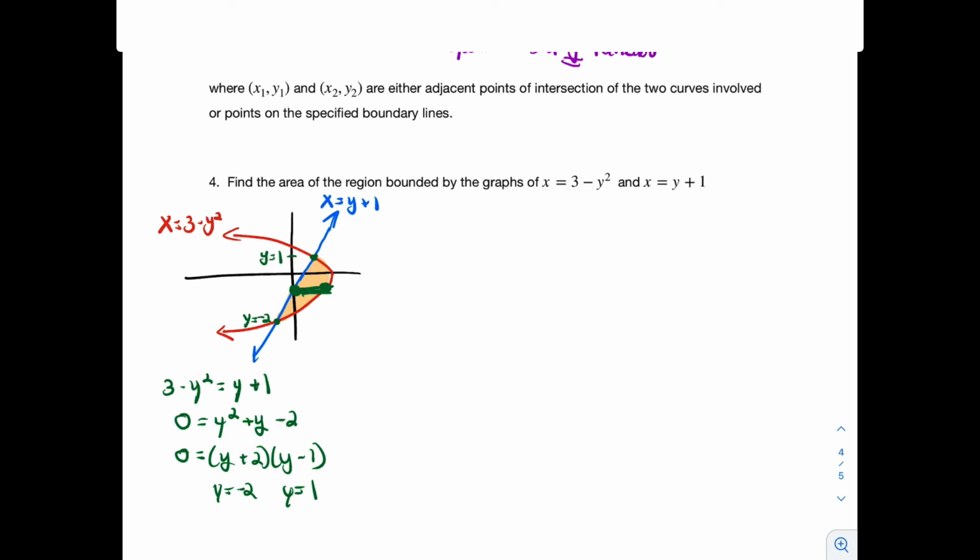So to find this orange shaded area, I'm going to find the integral from -2 to 1 of the rightmost equation, which is the red equation, 3 minus y squared, minus the leftmost equation, which is the blue line, y plus 1, with respect to dy. So again, we're going to clean this up by distributing the negative and then combining like terms.